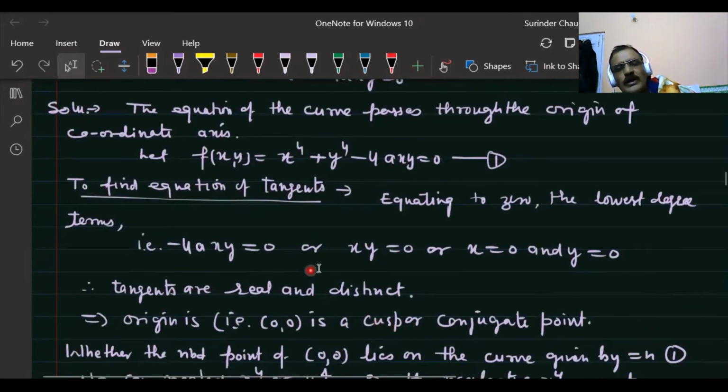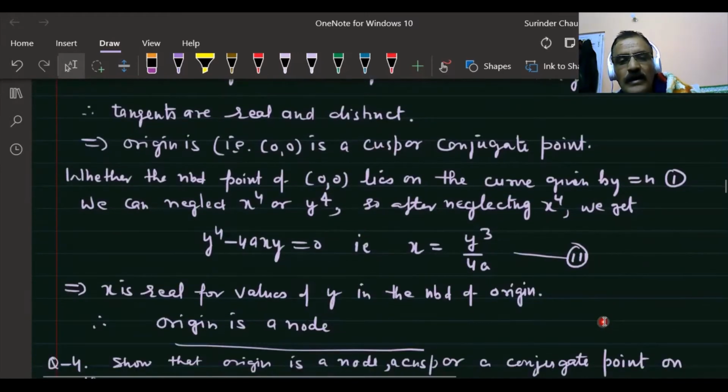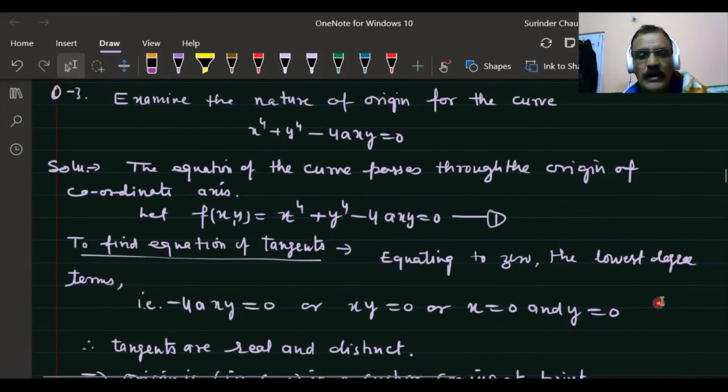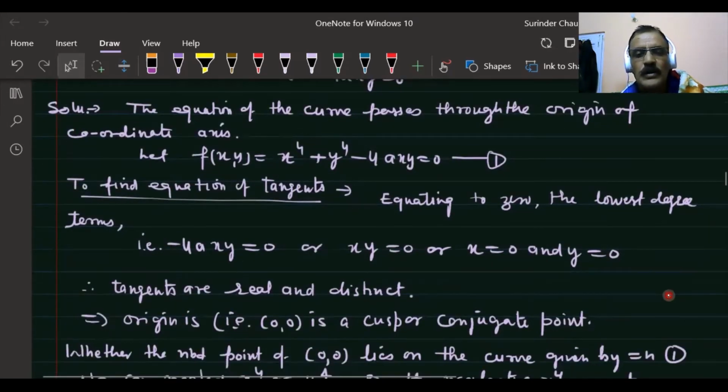So what does this tangent decide? Either the origin is a cusp or a conjugate point. It's a node or conjugate point, not cusp. It's a node. This is either a node or conjugate, not a cusp. This is a node or conjugate point.